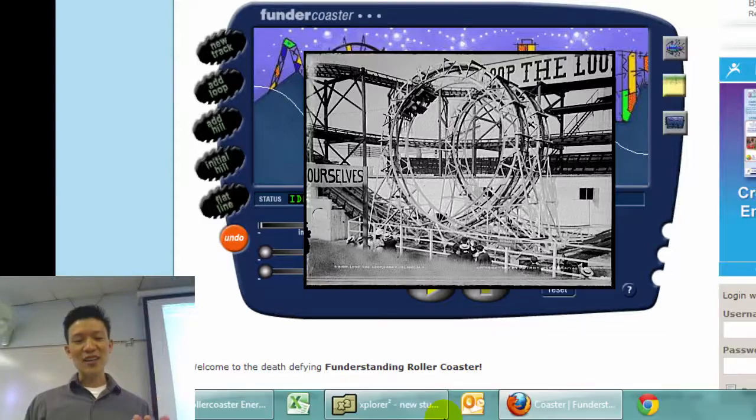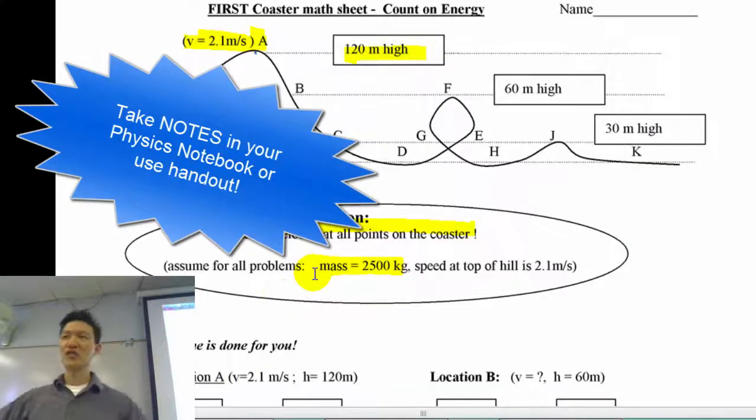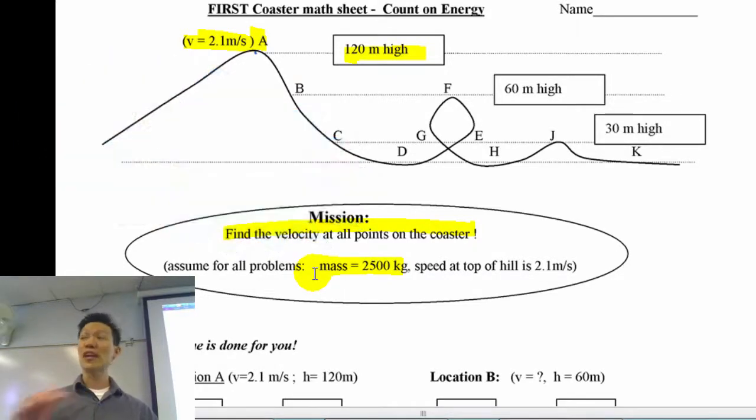Today, let's take a look at doing some coaster energy calculations. Your mission, which you must accept, you can do it right in the packet or in your notebook here, is we're going to try to find the speed of the roller coaster at any point along the ride here. So I'm going to break it down all from scratch to help you see how this works here.